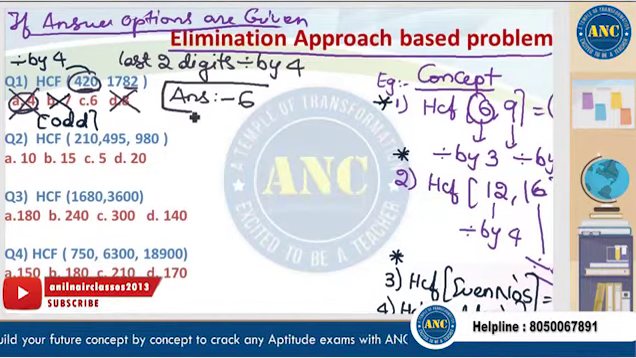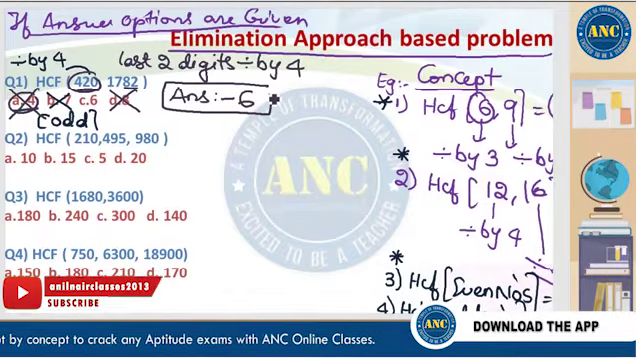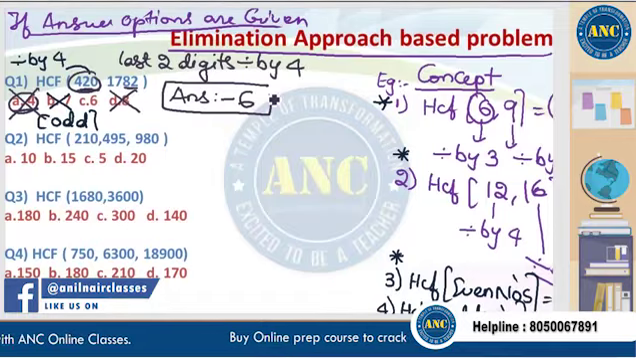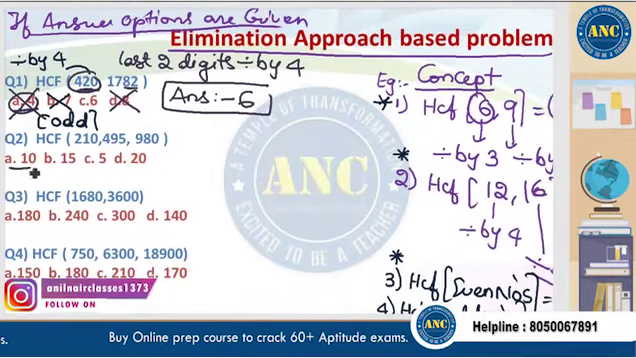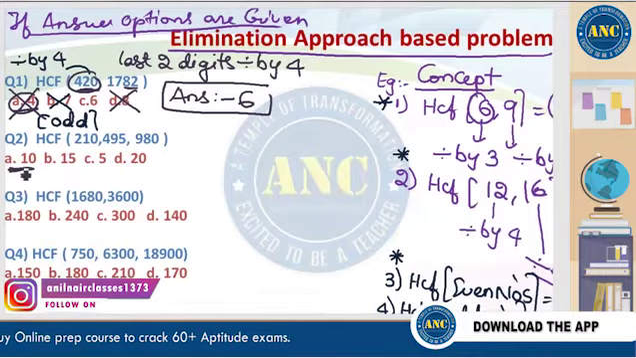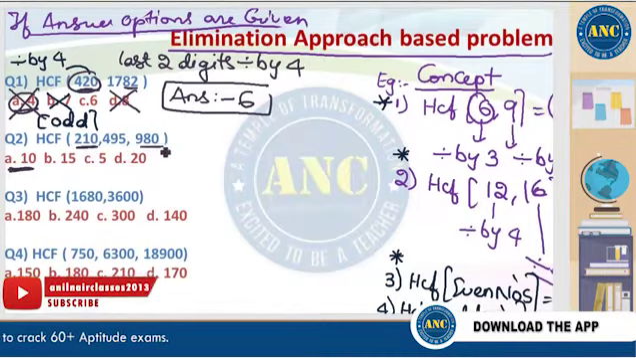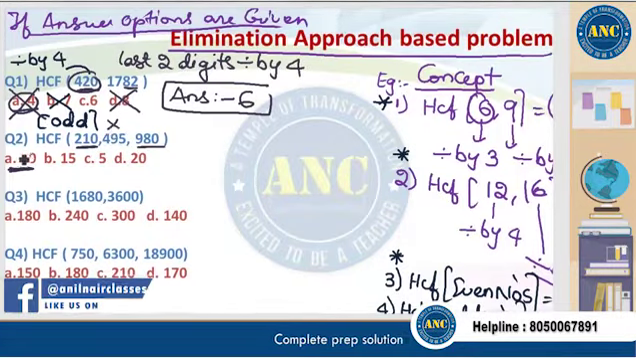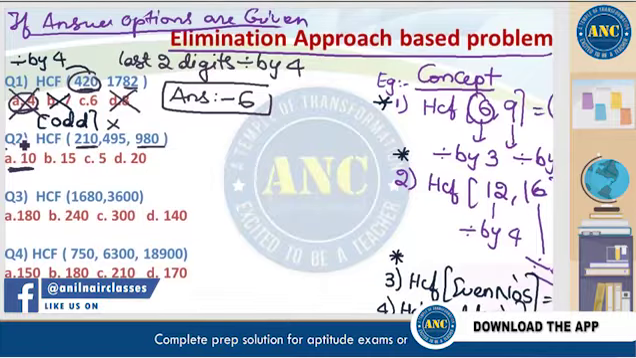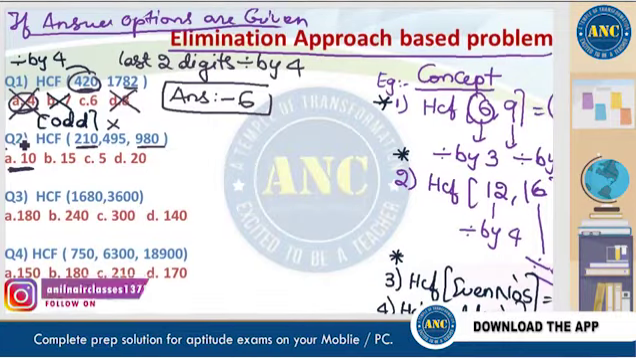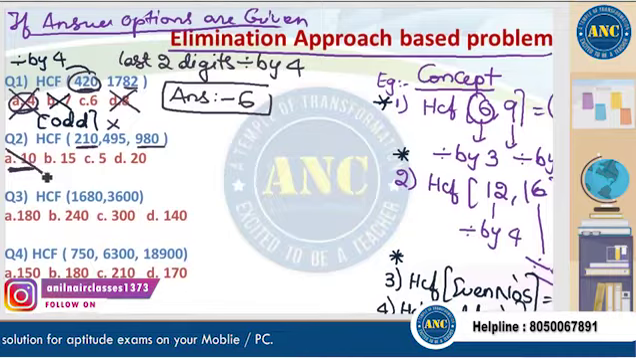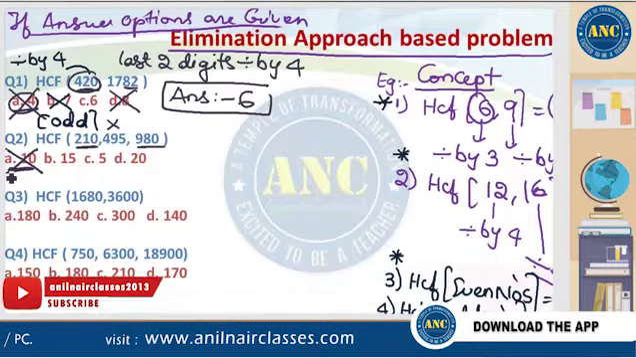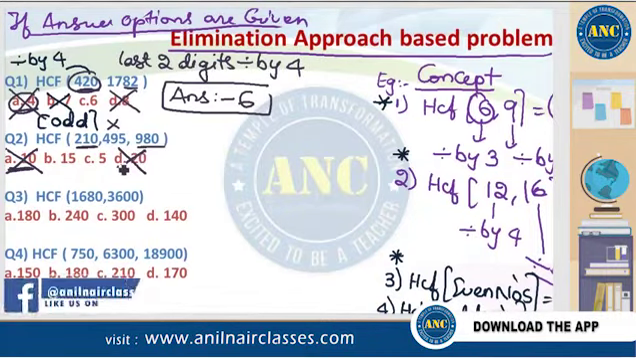Beautiful question, using the answer options and the divisibility rule. I will use the same thing for question number 2. If option A is right, this is divisible by 10, this is divisible by 10, and this is divisible by 10. But 495 is not divisible by 10. If three numbers are divisible by 10, the answer will be divisible by 10, but one number is not divisible by 10. So option A is out. If the first option is not divisible by 10, how can option D, 20, come?